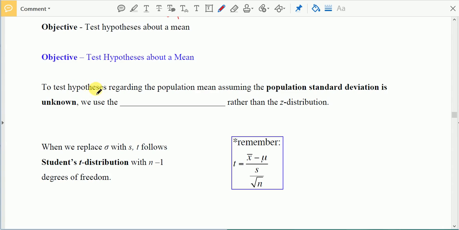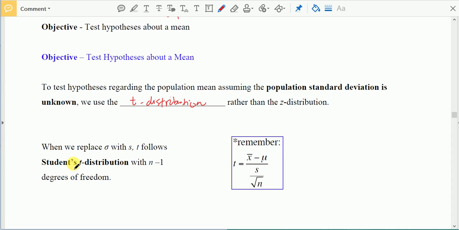To test a hypothesis regarding the population mean, where we assume that the population standard deviation is unknown, we have to use the T distribution, or T statistic, instead of the Z from the last section. Now we replace sigma with S, the sample standard deviation, which you can find by inputting the data into a TI-83 or 84.